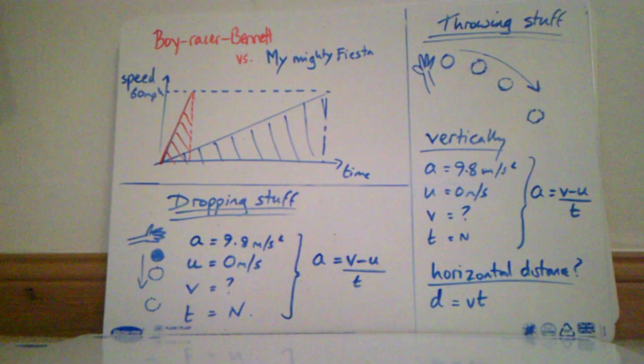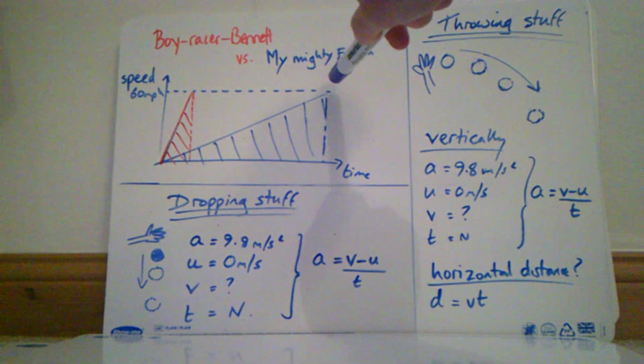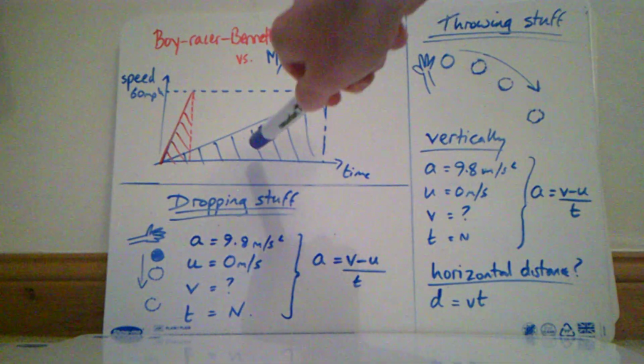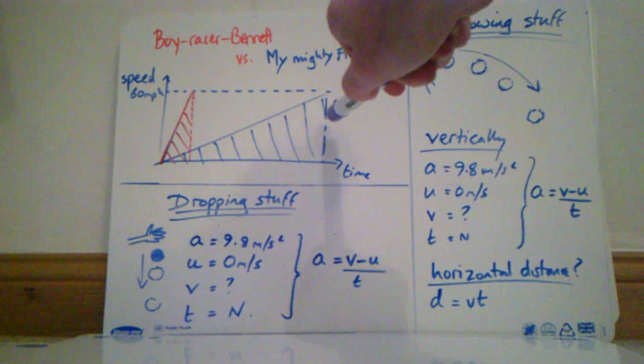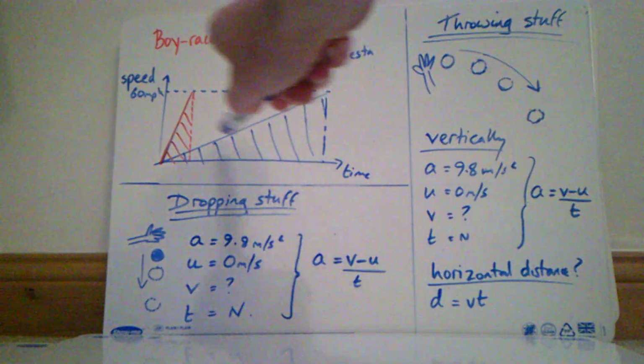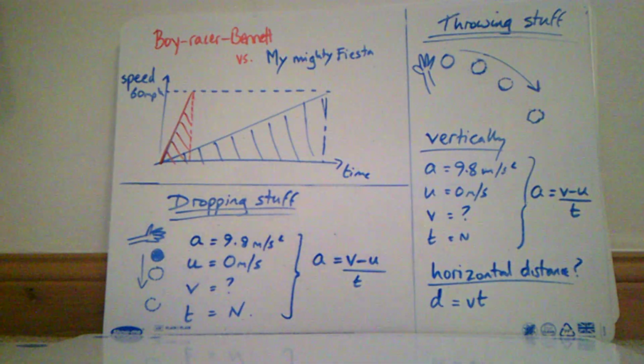My little Fiesta takes ages to reach 60 miles an hour, and so obviously you can see that the distance underneath my acceleration line is going to be much bigger than the distance it takes Bennett's car to get to 60 miles an hour. So that all makes sense. So you might have to do some interpretation of speed time graphs too, which is fine.